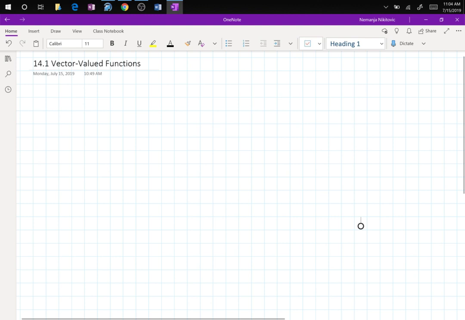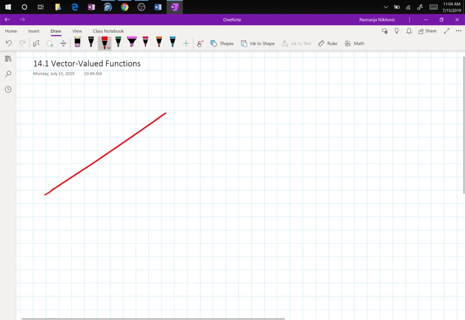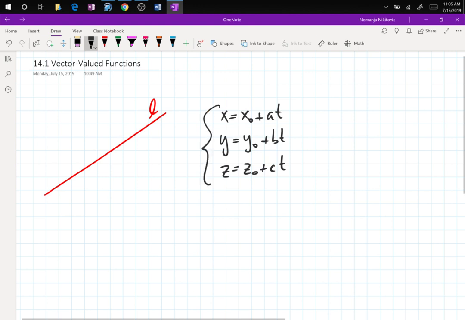We have a way to describe a straight line in 3D. So the line L in a three-dimensional system was described as x equals x0 plus at, y equals y0 plus bt, z equals z0 plus ct. So these are the three. And as you can see immediately, each variable is on its own.